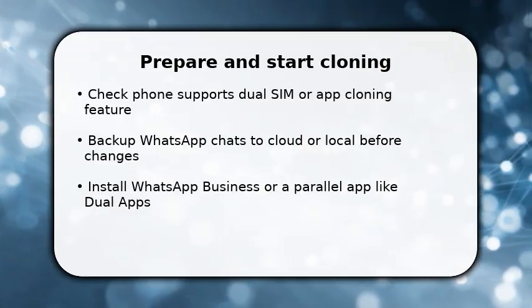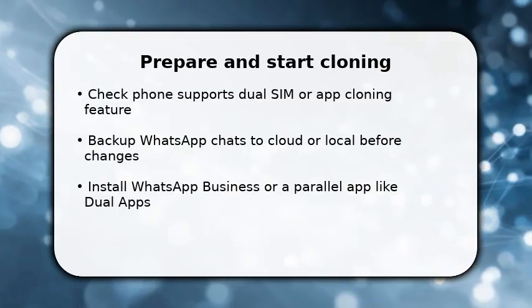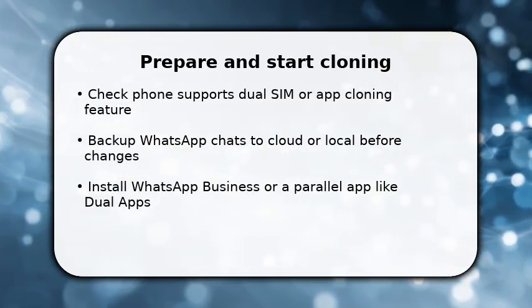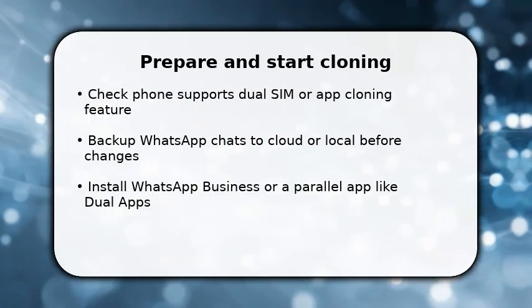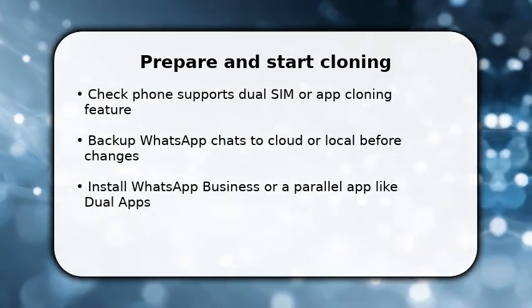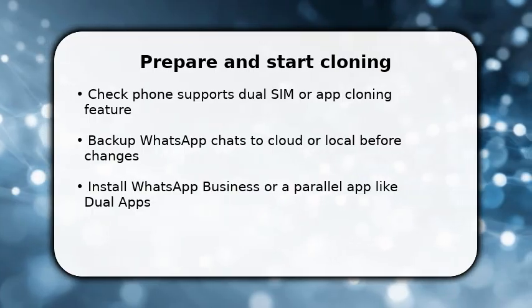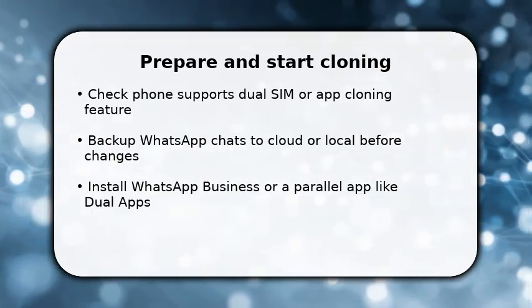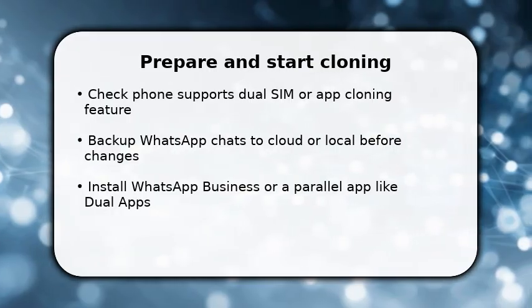You begin by confirming your phone supports dual SIM or an app cloning feature. This matters because you need two isolated app instances. Once verified, back up your current WhatsApp chats to Google Drive or iCloud so no messages are lost.